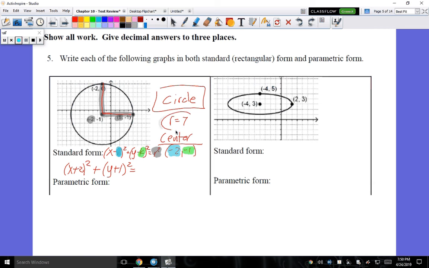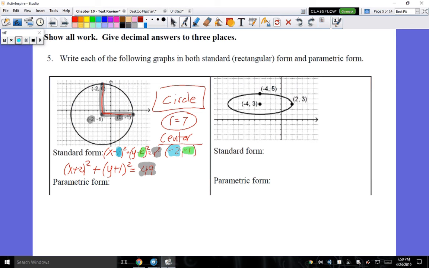The radius is in fact 7, so we're going to say 7 squared. Otherwise, let's put 49. So again, remember that this over here on the right side is not just r by itself. That's a common mistake for these tests. It's r squared, so we're going to put 49.